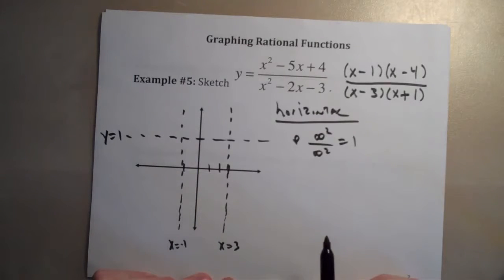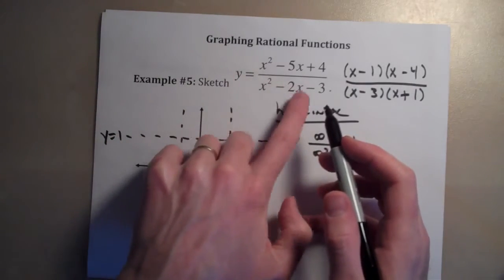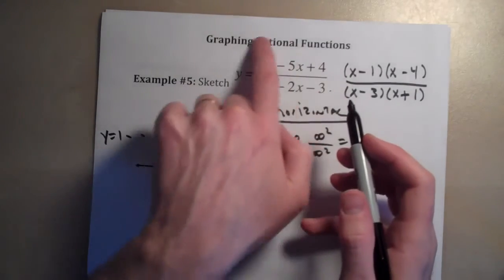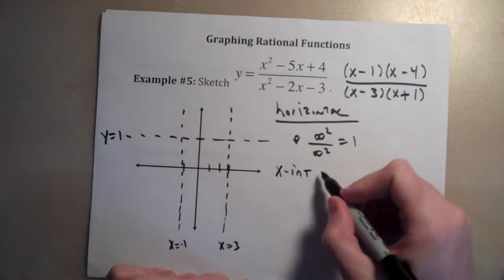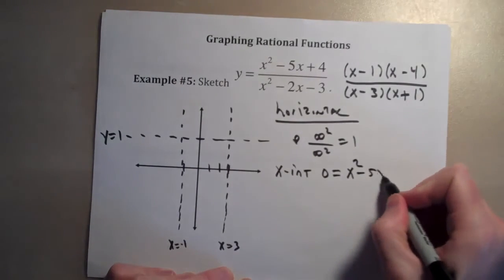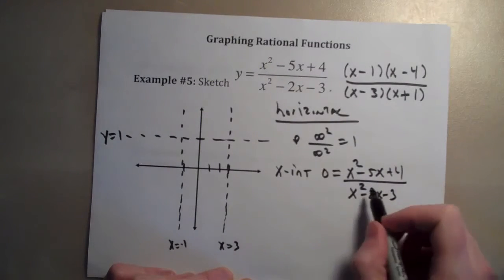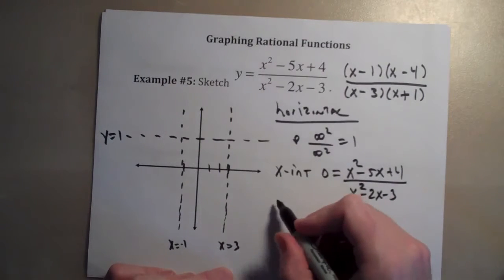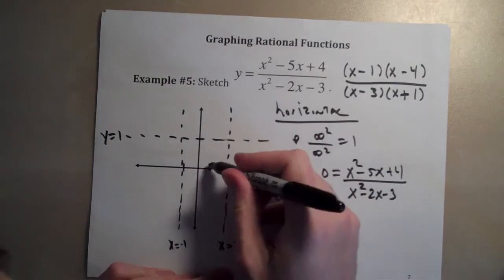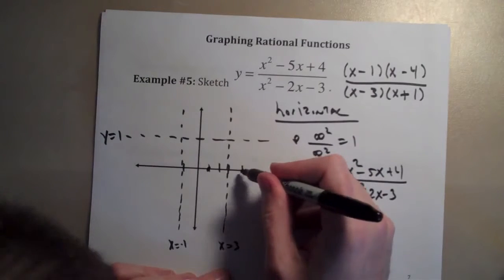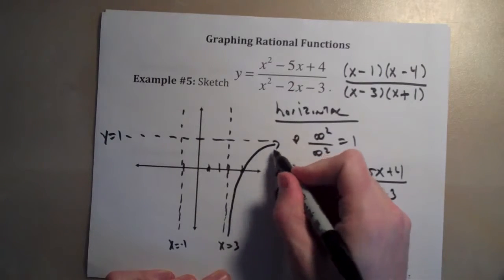x-intercepts, okay? The x-intercepts are going to be when y is 0. So you notice, if this is 0 and you cross multiply, this whole thing is inconsequential. So all you have to do is find the roots of the top part. So this whole thing goes away. So the x-intercepts are 1, 0 and 4, 0. So 1, 2, 3, 4. So without doing some test points, I'm quite confident the graph looks like that.